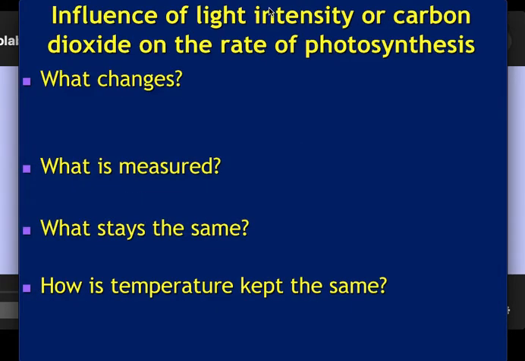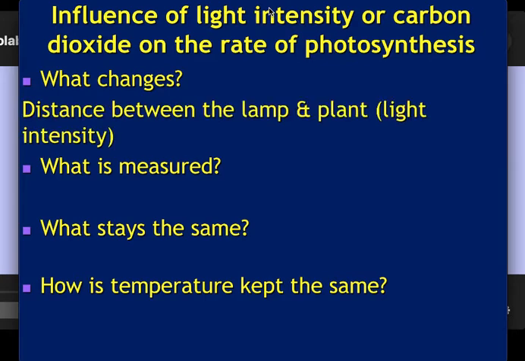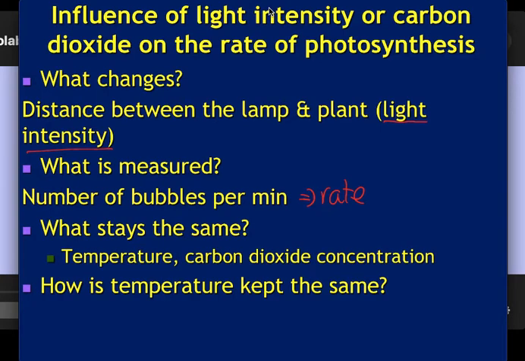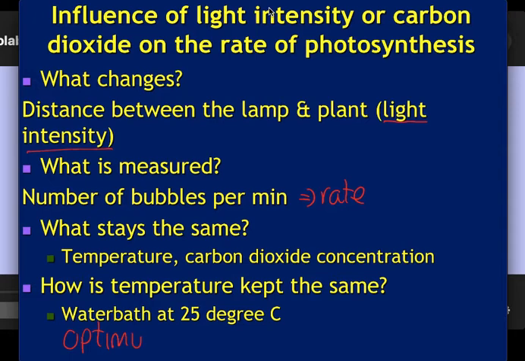Now you have these questions. It's the top of page 217 for me. So you should know what is our independent variable in this experiment. We're looking at changing the distance between the lamp and the plant. Essentially we're changing the light intensity. The measurement we make is the number of bubbles per minute, so that is our rate. The things that have to stay the same, the control variables, are the temperature and the carbon dioxide concentration. And we keep our temperature constant using a water bath, 25 degrees, and we're doing this for optimum enzyme activity. So that is the dark stage part.